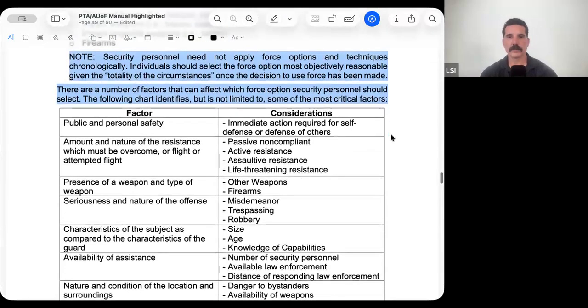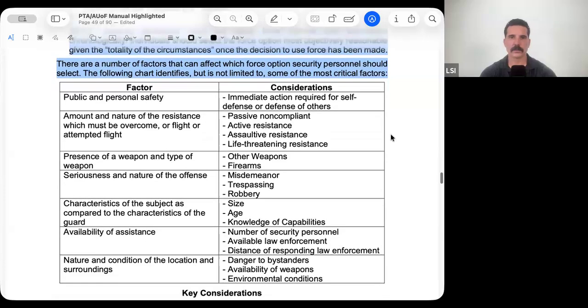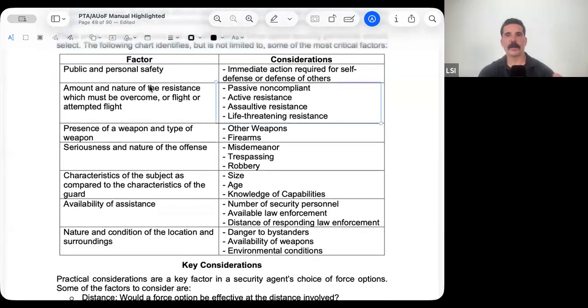Note, security personnel need not apply force options and techniques chronologically. Individuals should select the force option most objectively reasonable, given the totality of the circumstances once the decision to use force has been made. There are a number of factors that can affect which force option security personnel should select. The following chart identifies, but is not limited to, some of the most critical factors. All right, and then it has this chart here.